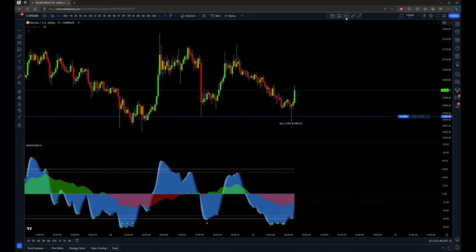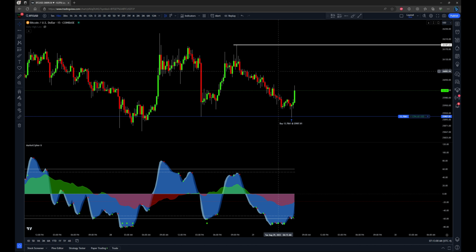So let's say it hasn't reached this target. So this is my logical target that I am initially thinking about taking profit at when I enter the trade. What would cause me to exit the trade early?